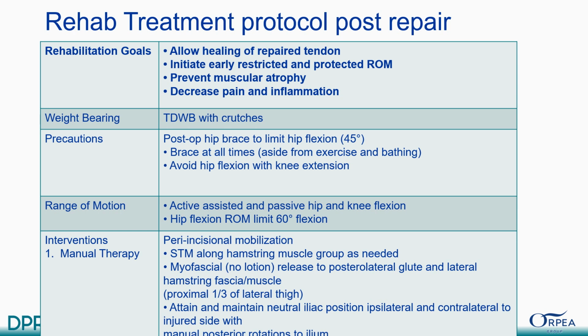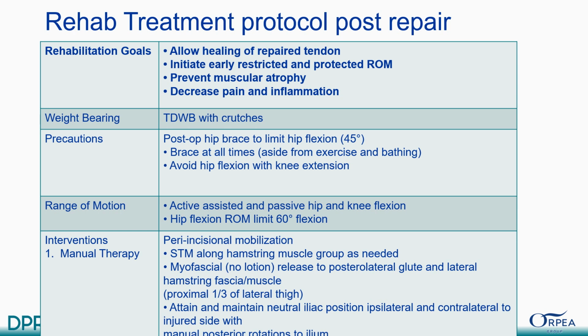Range of motion: active assisted and passive hip and knee flexion, and hip flexion range of motion up to 60 degrees. Intervention, first one, manual therapy. You can do soft tissue muscle relaxation, peri-incisional mobilization, myofascial release to the posterior lateral gluteal and lateral hamstring muscle and fascia, proximal one-third of the lateral thigh.